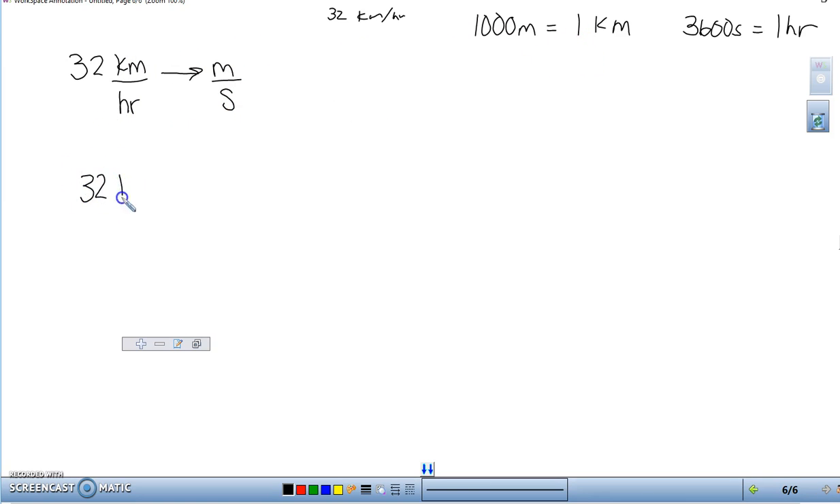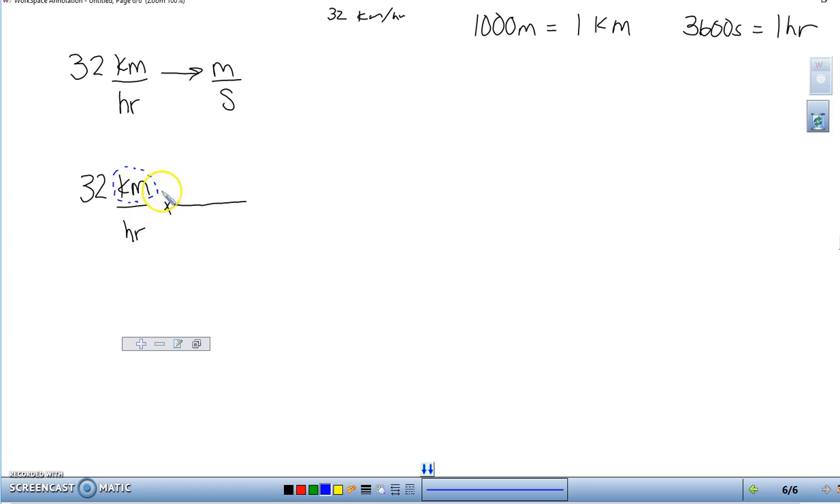So let's do this, 32 kilometers over hours. Just like I've done before, I multiply by a conversion factor. And it doesn't matter which one I start with, hours or kilometers, but just because this one's on top, I'm going to start off with kilometers. We'll do it in blue. So I ignore the hours completely, like I pretend it's not even there.